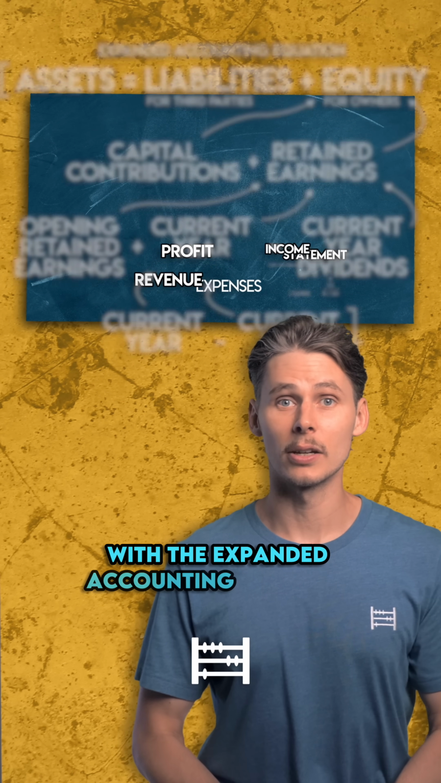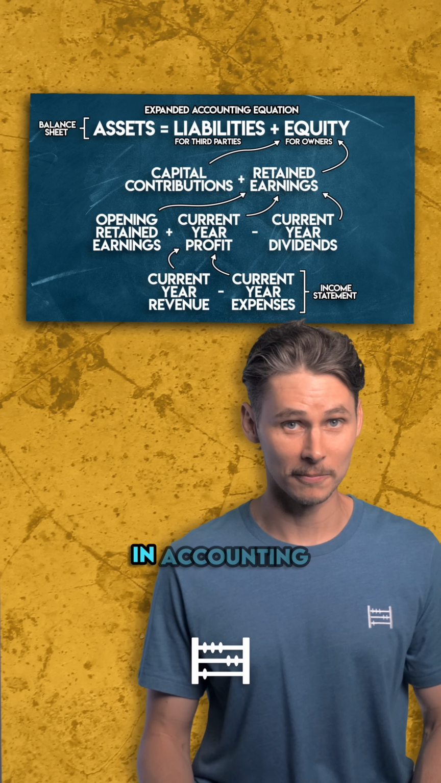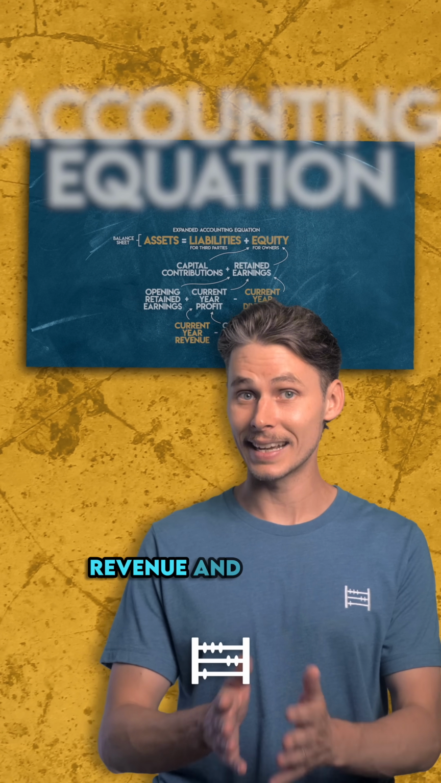With the expanded accounting equation, we can also spot the 6 main types of account in accounting: assets, liabilities, equity, dividends, revenue, and expenses.